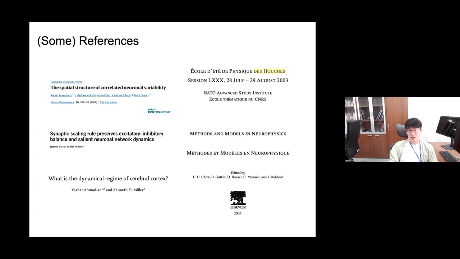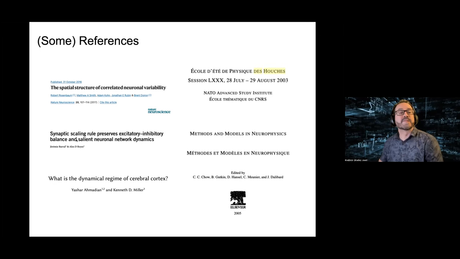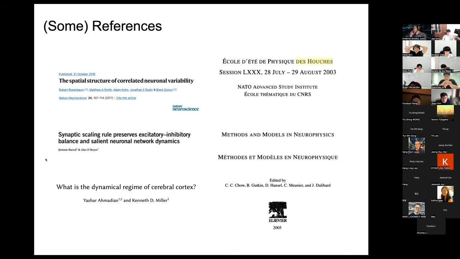Dr. Cameron Park asked, could there be a way to experimentally determine the scaling? For instance, by considering neural membranes, something like that? Yes. So this paper right here, synaptic scaling rule preserves excitatory inhibitory balance and salient neural network dynamics. This particular paper actually shows that at least in cultured tissue, not cortical tissue, you get almost exactly the scaling that you suspect. It's a little technical how they did it.